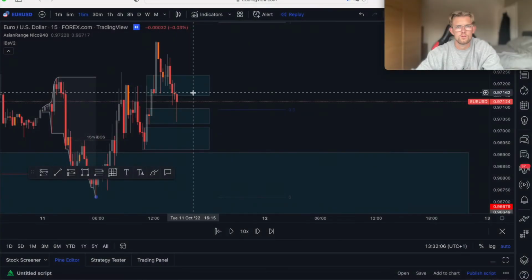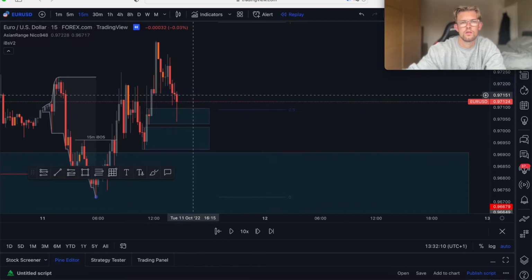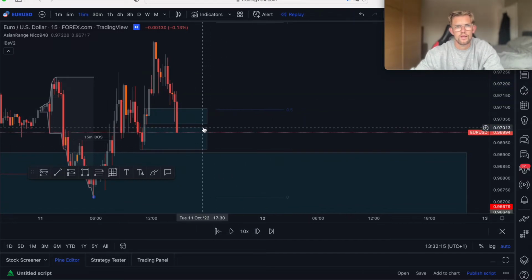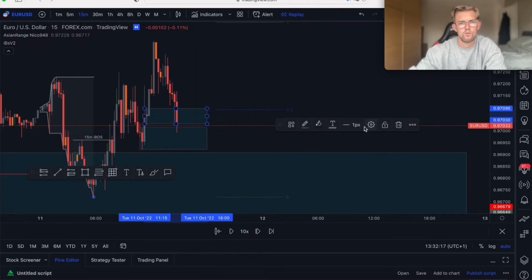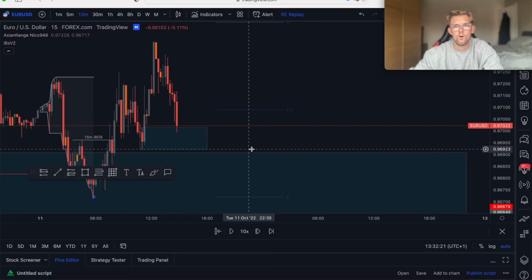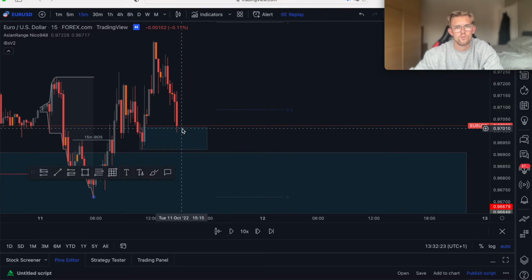So you can see the first one's broken and we're now testing the second one. So I'll remove this one and we'll continue playing. Okay, we have now broken this one as well. We've had a full body close and we're now interacting with this final one. So at this point, I drop down to the 1 minute time frame to see if I can identify an entry model relevant and then be able to execute a long.